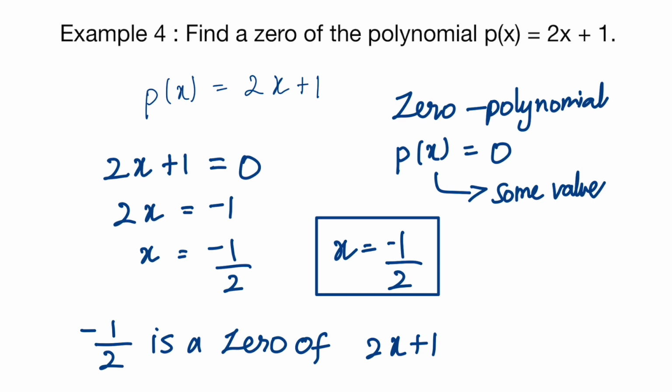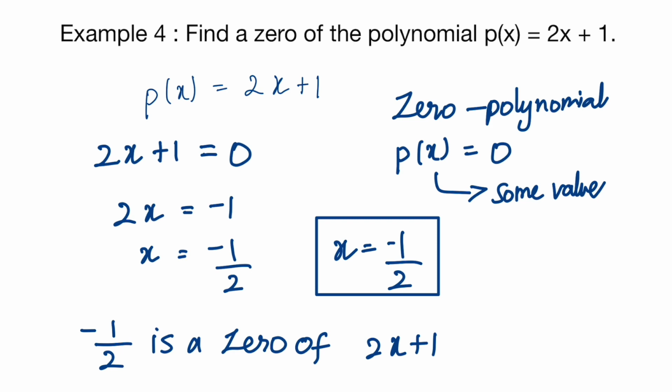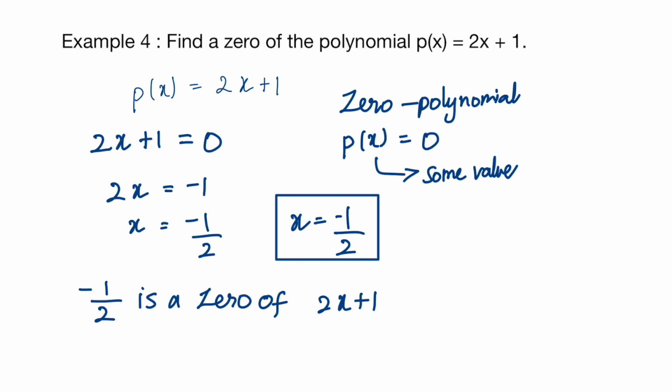It's quite simple. We know the definition of the 0 of a polynomial, and that is why we are equating the polynomial to 0. If you try to solve that equation, this is a linear equation. We know what linear equations are, right? If the degree of the polynomial is 1, it's called a linear equation. On solving that equation, you get the value x equals minus 1 by 2, and that is the 0 of this polynomial. Okay, so that is it for this example.